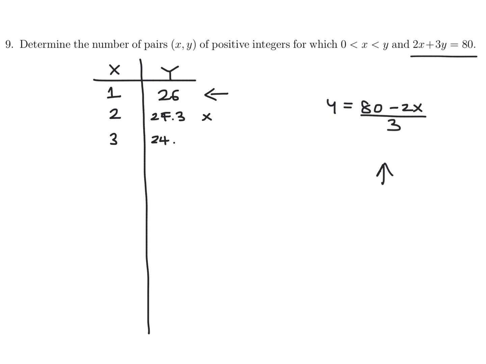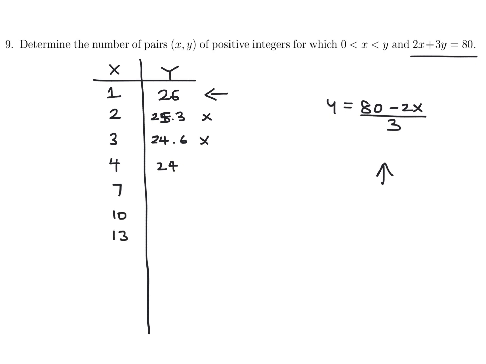Sorry, this is 25. You get 24.6, not an integer. If you put 4, you get 24. Okay, so I'm pretty sure that the pattern is that every 3 you'll get an integer. So you get one for 7, 10, 13, and so on.